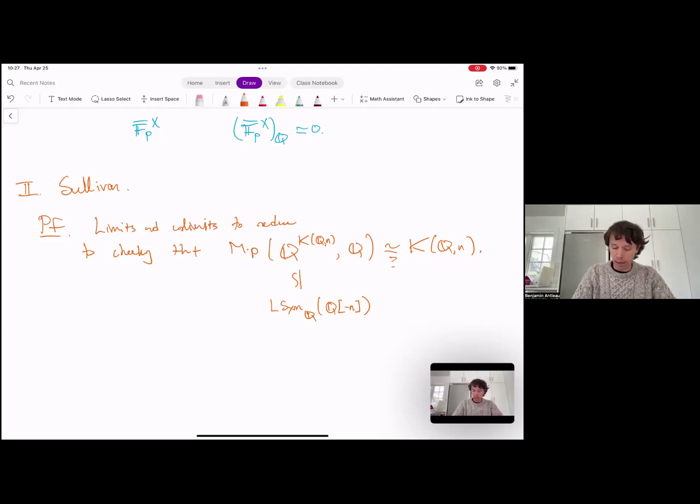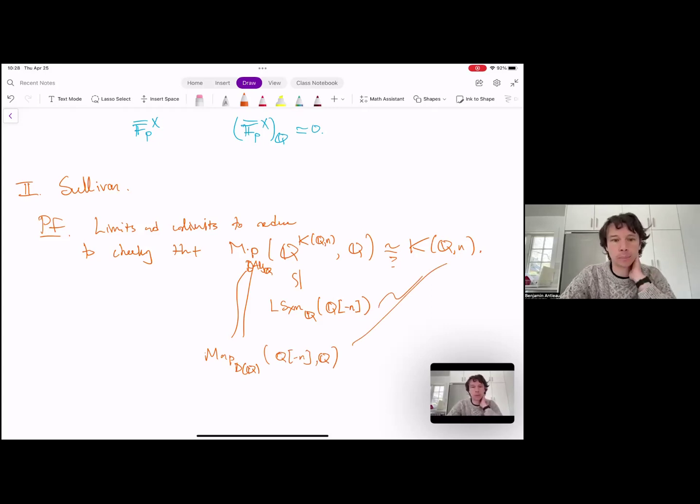And of course, now, since I know this, I know how to map out of a free algebra, right? Mapping out of a free algebra, this is maps in derived commutative rings, but I'm mapping out of the free algebra. So this is just maps in Q modules from Q in degree minus n to Q, and that is this Eilenberg-MacLane space.